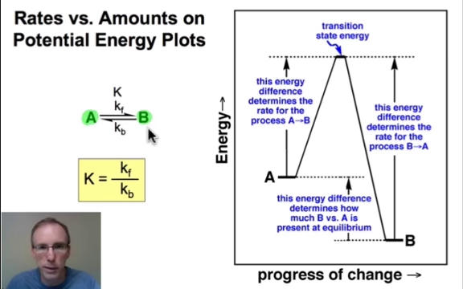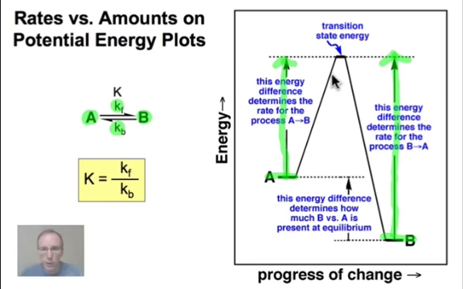Now we're in a position to summarize for the general case in which a structure A transforms into a structure B by a process that involves a barrier. The rate for the forward direction, K sub F, the process of A transforming to B, is going to depend on that energy in which A travels over the barrier to get to B. K sub B, the rate constant in the backward direction, is going to depend on the barrier height traveling from B over the barrier to get to A.